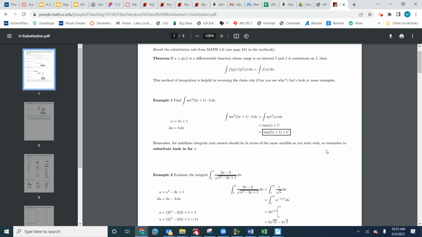So like, if I see a secant squared of 5x plus 1 times 5, I look at that and I say, oh, it looks like a 5x plus 1 is inside of secant squared. And the derivative of 5x plus 1 is 5. It's outside. So I would let u equal the inside. Du would be 5. It's already there. I don't need to adjust anything, and I go from there.